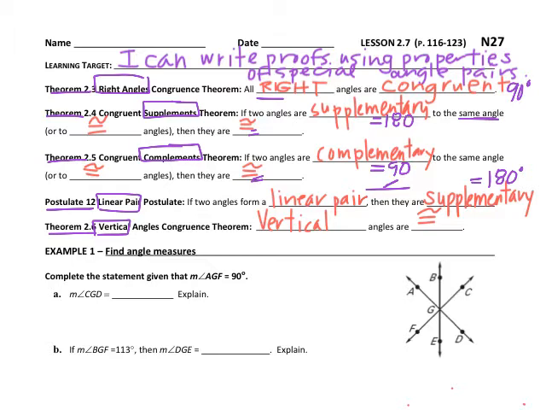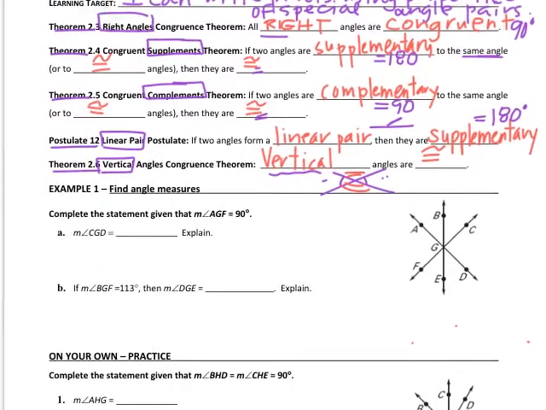Vertical angles, the theorem says that vertical angles are congruent, and those are the ones that are formed in an X. So the two angles that are across from each other are going to be congruent, and then of course the other two here are also congruent. So just a reminder about all those different terms that you learned back in Unit 1, but we are going to be using them now to write some proofs.